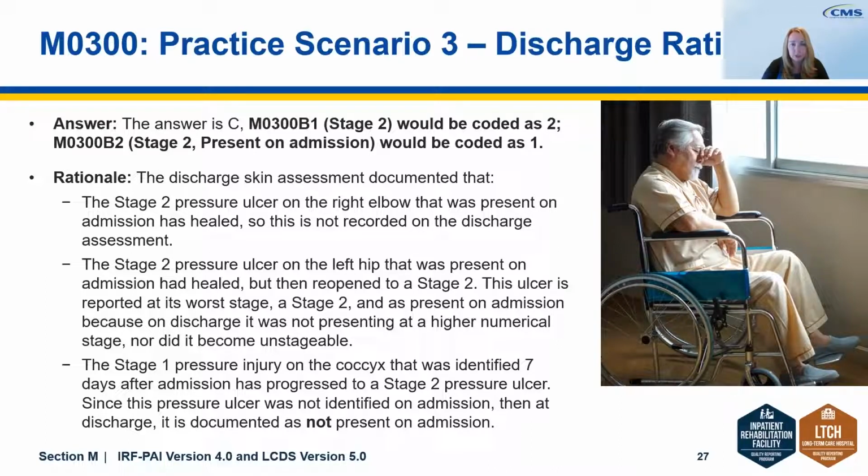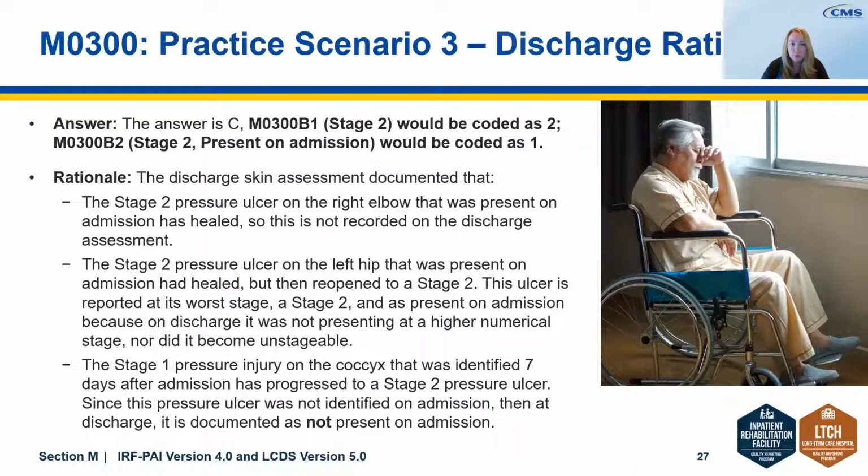nor did it become unstageable. The stage 1 pressure injury on the coccyx that was identified 7 days after admission has progressed to a stage 2 pressure ulcer. And since this pressure ulcer was not identified on admission, but was at discharge, it is documented as not present on admission.